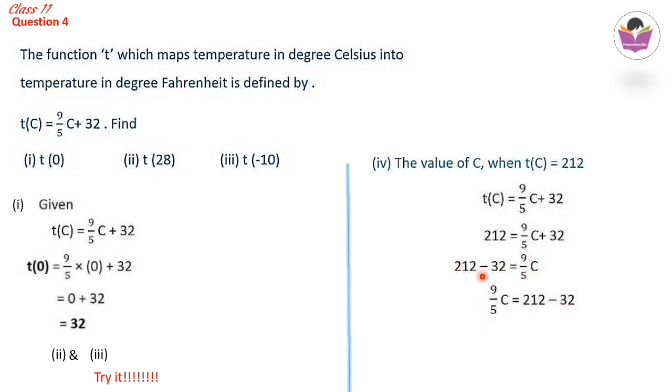Then just reverse the equation: 9 by 5c is equal to 212 minus 32. Why we are reversing is that the right side is our variable, so we bring it to the left side so that it is easy for us to calculate. 9 by 5c is equal to 212 minus 32. We will get 180. Then c is equal to, take this 5 to the numerator, cross multiplication, 180 into 5. This 9 will come to the denominator, that is divided by 9. So 180 into 5 divided by 9. Here there is a cancellation: 9 and 180 we can cancel and we can write 20 times. So this is 20. Then we have to multiply 20 and 5. 20 into 5 is 100. So c is 100. That is the value of c.